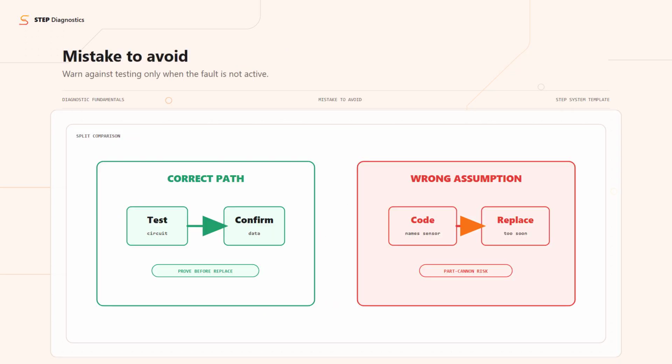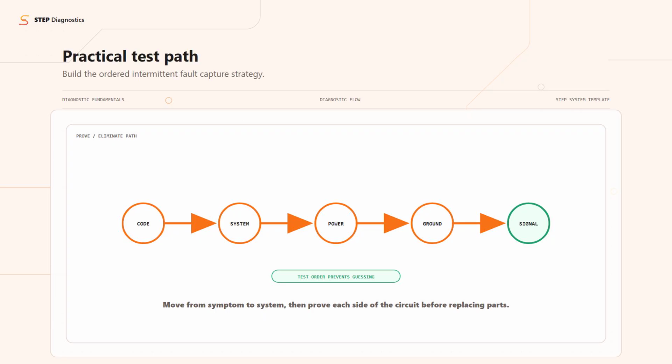Mistake to avoid: do not test only when the fault is not active. If the connector is still, the harness is cold, or the load is gone, the circuit may pass every basic check. Use the code clues to recreate the condition, monitor the right signal, capture the dropout, and prove the repeatable trigger before replacing parts. Build the test path in order.